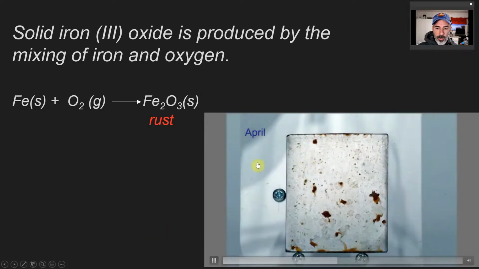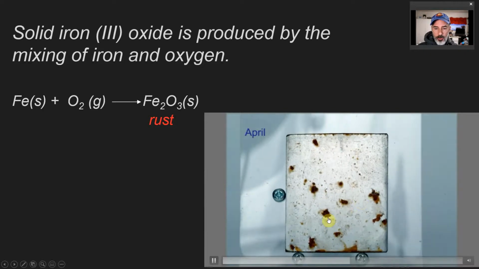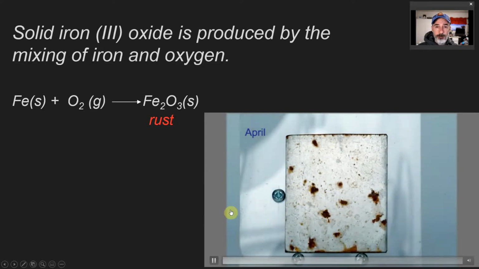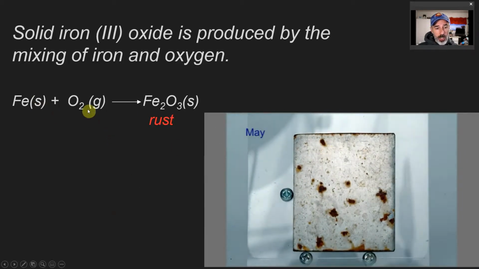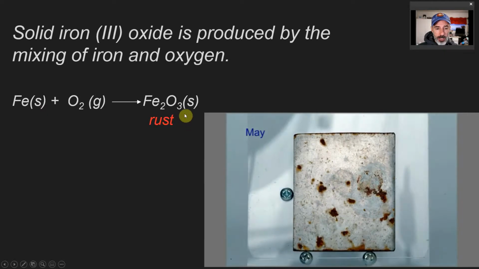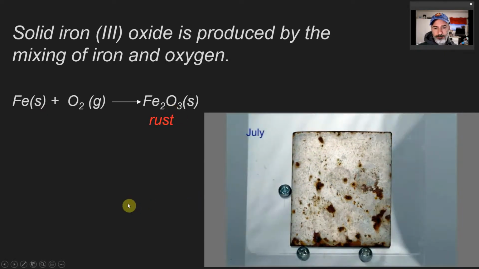So the steel plate, the iron plate, there's the rust starting to form. That red stuff is the rust, right? It's the product that wasn't there in the beginning. Yes, the plate in the beginning was a solid. Oxygen, we can't see it because it's around, it's a gas. But the rust is also a solid. It's kind of a flaky powder, right?